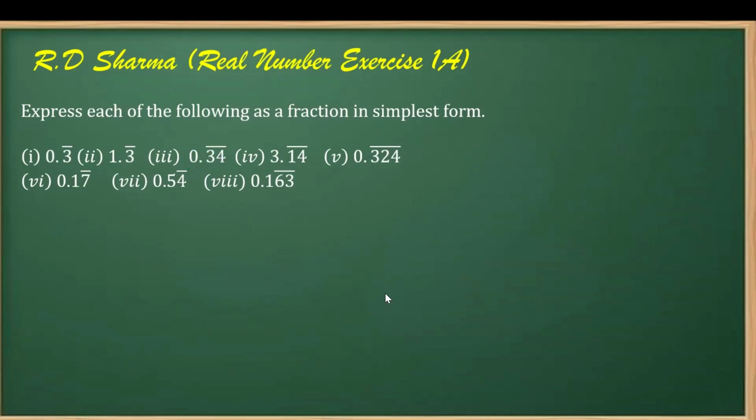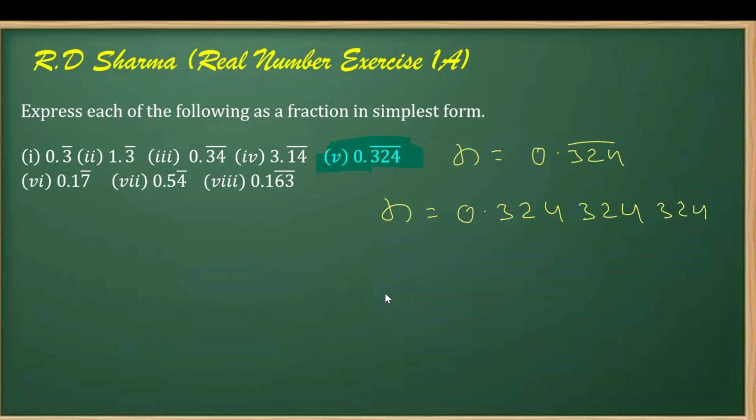Now next I'll do the fifth one. Let x be equal to 0.324 bar. As you can see, this 324 is forming a string. As you can see, the bar is over 324, so the repeating block is 324 only. Marking it as equation 1.